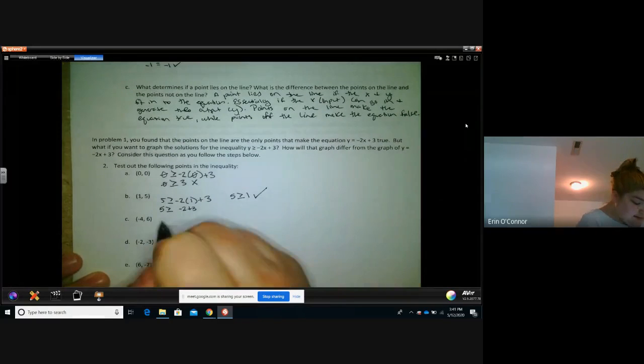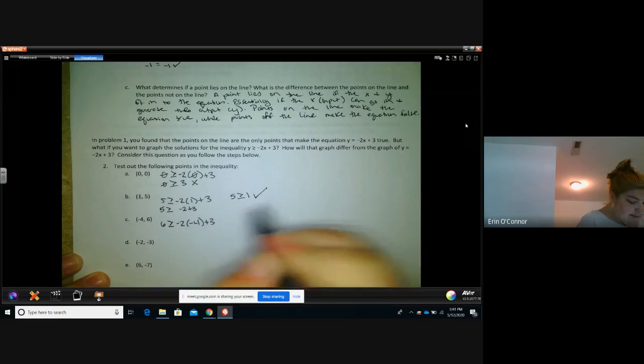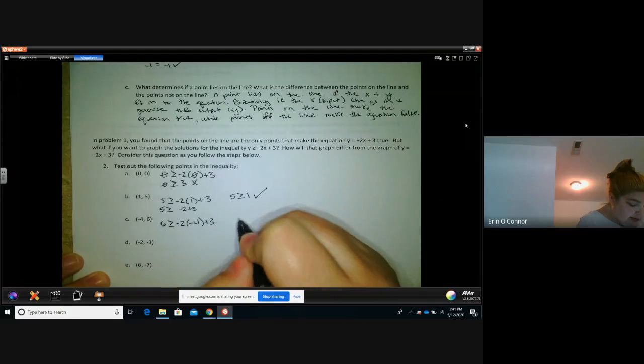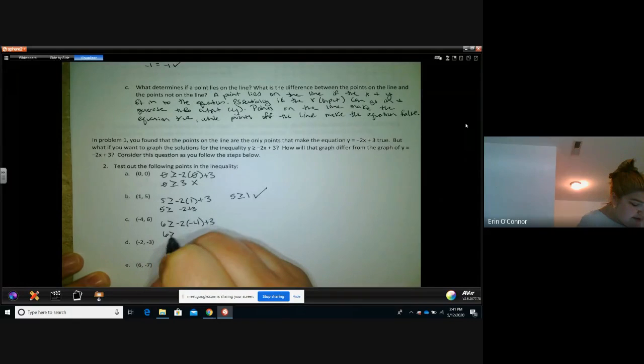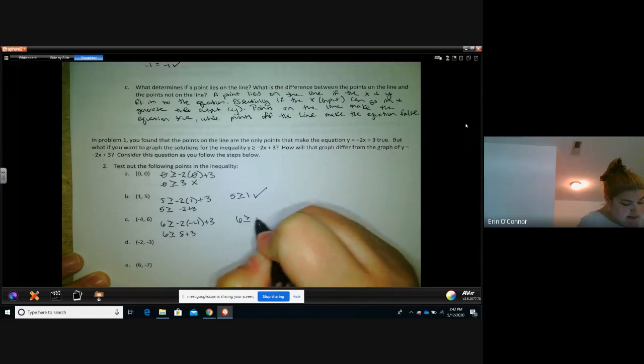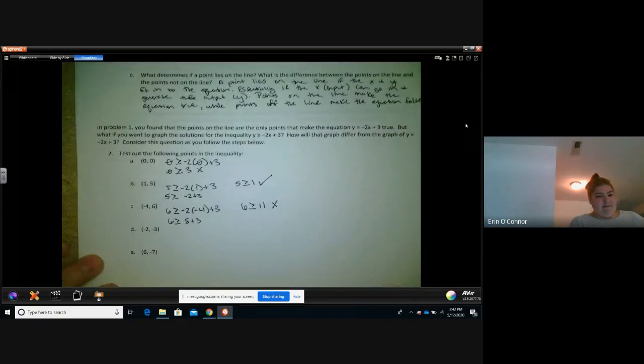Negative 4, 6. 6 is greater than or equal to negative 2 times negative 4 plus 3. Negative 2 times negative 4 is a positive 8. So 6 is greater than or equal to 8 plus 3. 8 plus 3 is 11. Is 6 greater than or equal to 11? No, it's less than. So that one's not true.